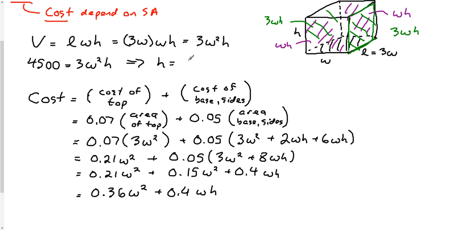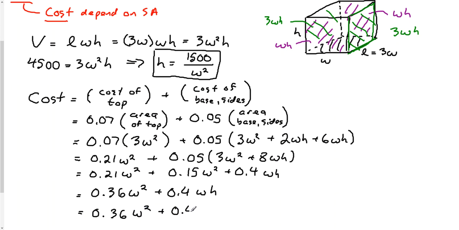4,500 divided by 3 is going to be 1,500. Divide by w squared. And we're going to take this expression and we're going to sub it in for h in our cost equation down below. So this is going to become 0.36 w squared plus 0.4 w times 1,500 divided by w squared.